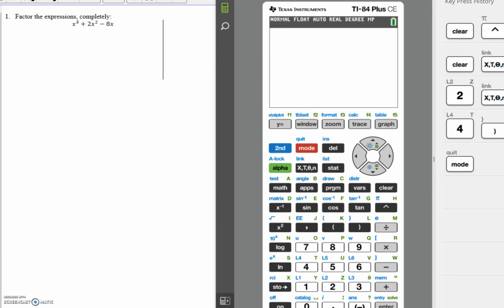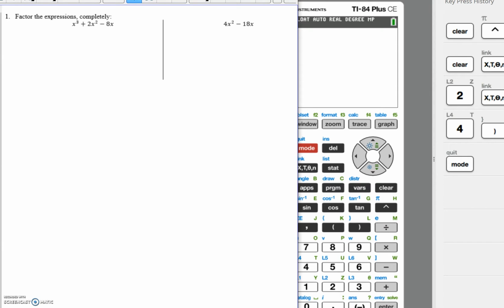So what I want to do is always look for the GCF. So for this problem, the GCF is an x. So I'm going to pull the GCF on the outside, and then I'm going to divide every other term by x to see what's left over. So now I have x squared plus 2x minus 8.